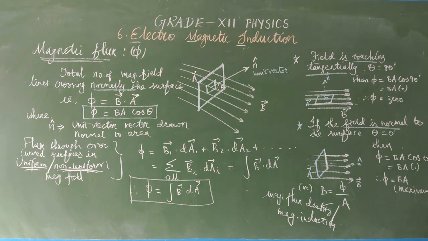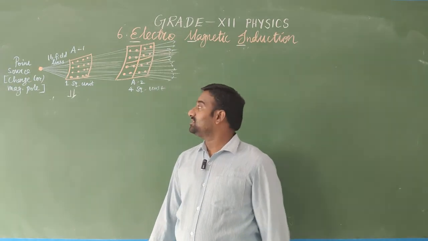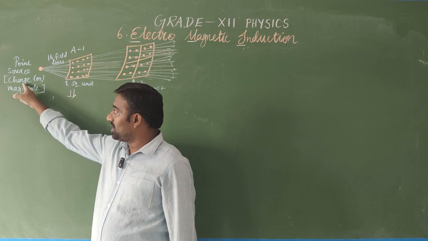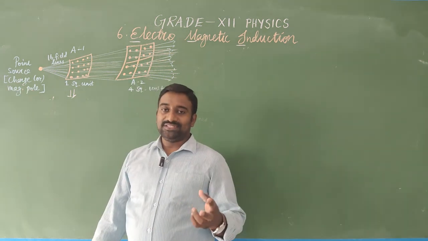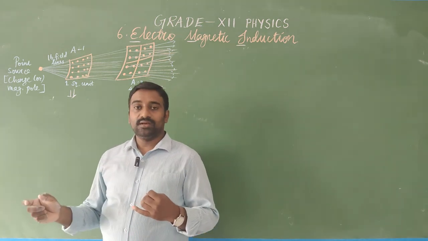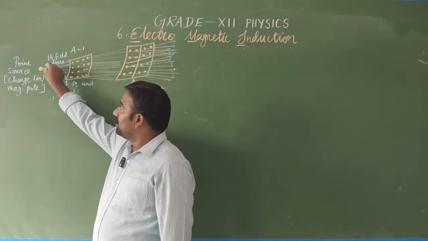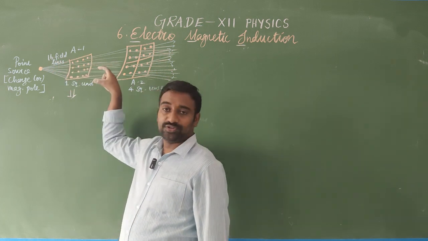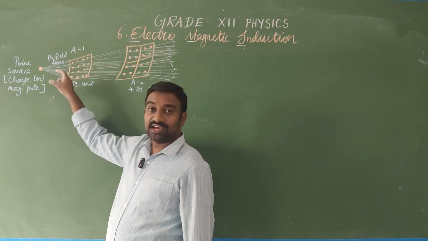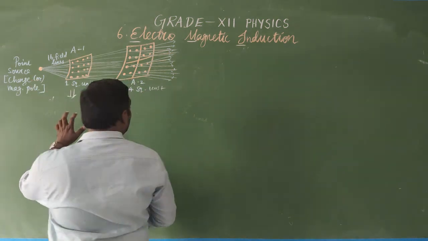Now, some more points about the magnetic flux. Observe the diagram. There is a point source, but the point source may be a charge or a magnetic pole. In the electrostatic case, the point source may be a positive or negative charge, but now we are in electromagnetic induction, so it may be a magnetic pole. From the point source, let us assume 16 field lines are emerging out. If it is a positive charge, the 16 field lines are emerging out. If it is a north pole, the 16 field lines are emerging out.